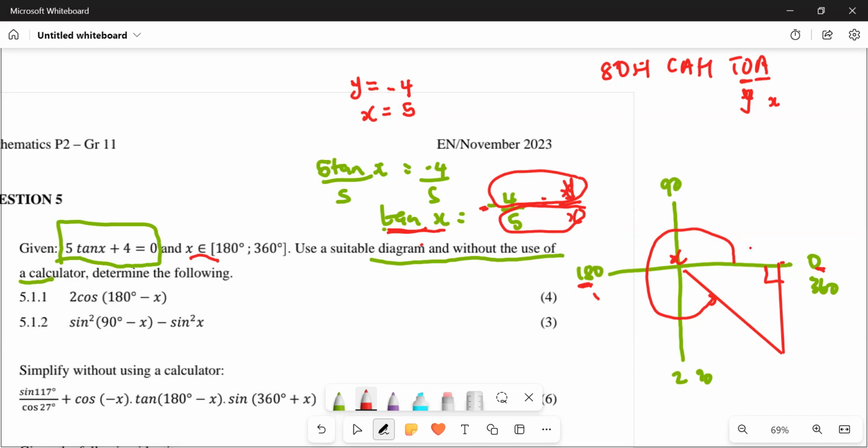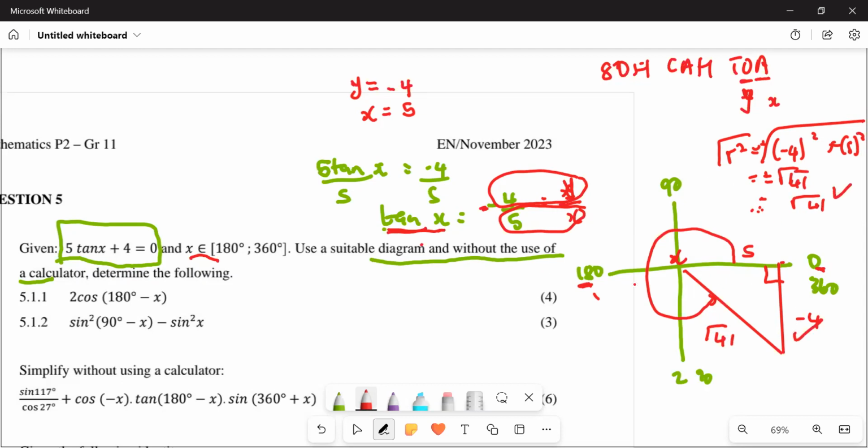Now, what is missing here with the diagram? We are looking for the hypotenuse side. So how would you get a hypotenuse side? You say r squared is going to be minus 4 all squared plus 5 all squared. Root and root. And then a root has a plus and a minus, but since r is always positive, what do you get if you take this? 41. Root of 41. And then we take the positive one. So you are going to have root of 41. And then they will give you a mark for the diagram and then for getting r.